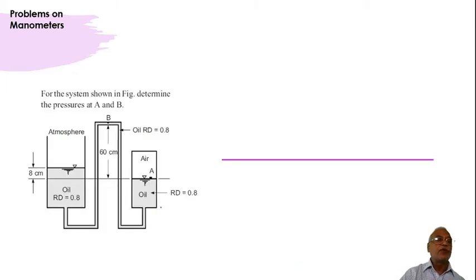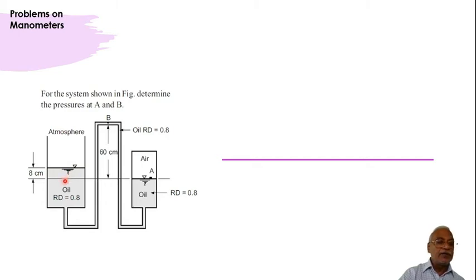Here there is one more. For the system shown in figure, determine the pressure at A and B. Okay, here there is a point A and there is air here, and there is a point B here. This is a closed container. There is air, of course, but this is open to atmosphere. There is an open liquid.